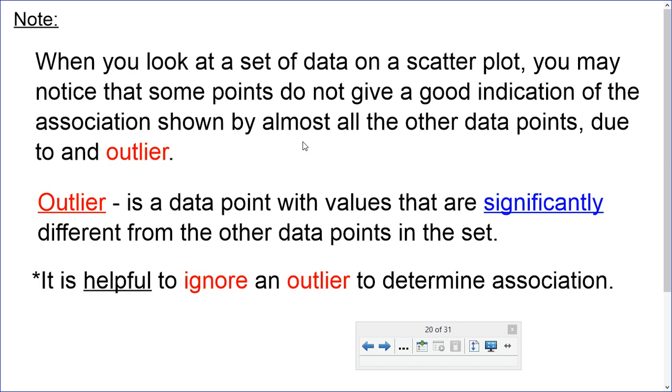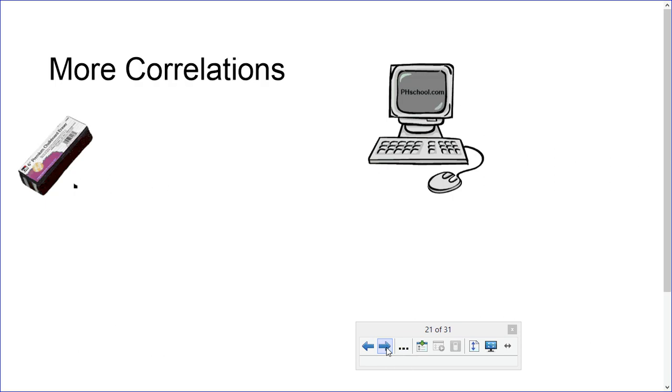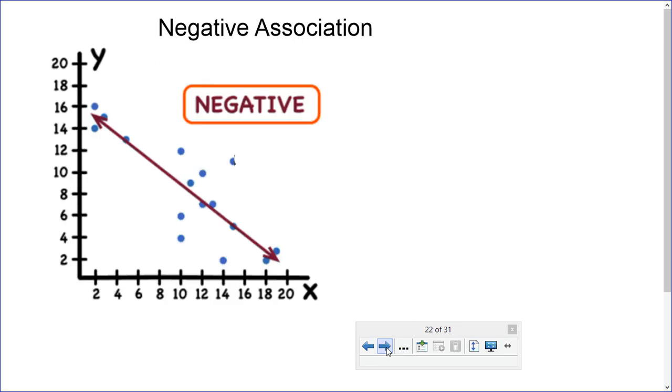Note, when you look at the set of data on a scatter plot, you may notice that some points do not give a good indication of the association given by almost all of the other data points due to the outlier. The outlier, you should know, is a data point that has a value that's significantly different from the other data points in the set. So we're going to ignore the outlier to determine the association, so it won't interfere with our correlation. So there's another video.